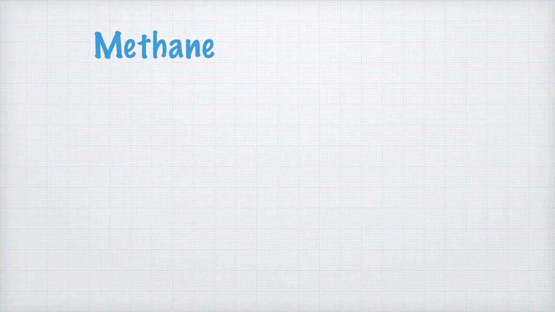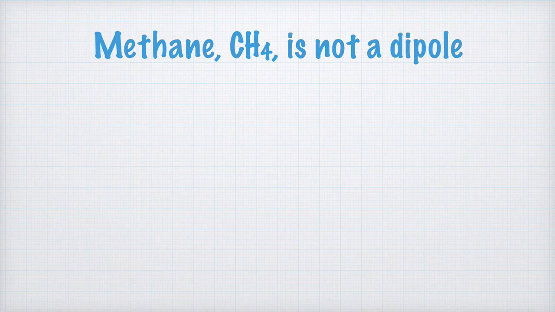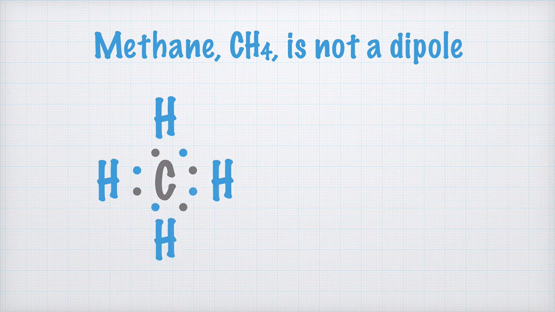Let's start with methane, CH4, which is not a dipole. To understand why it isn't, we must examine the methane molecule's three-dimensional structure. And to do this, we first need to find its Lewis structure. We start here by drawing a carbon atom. Carbon has 4 valence electrons, and I draw them here. To reach noble gas structure, the carbon atom needs to borrow another 4 electrons. A hydrogen atom has 1 valence electron, so 4 hydrogen atoms may bind to the carbon atom in this way.